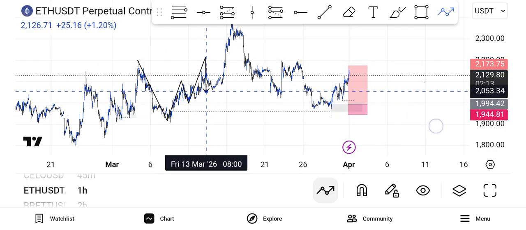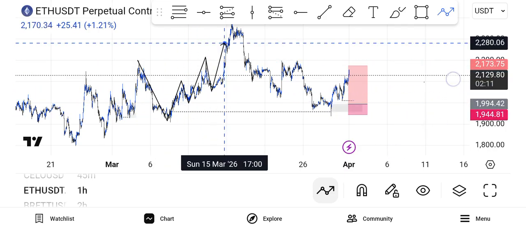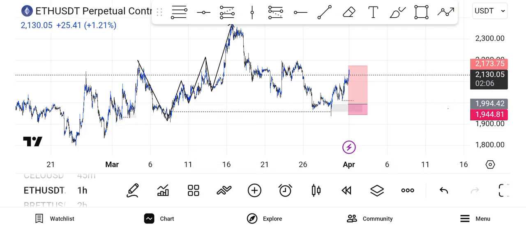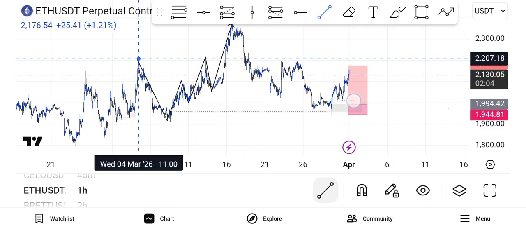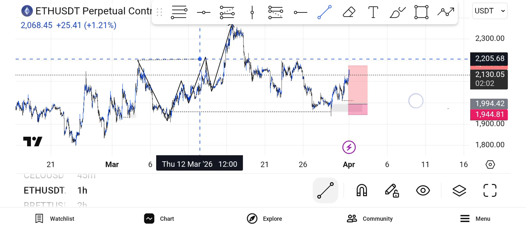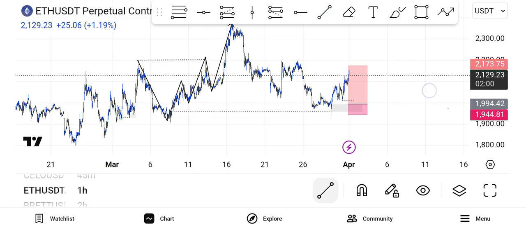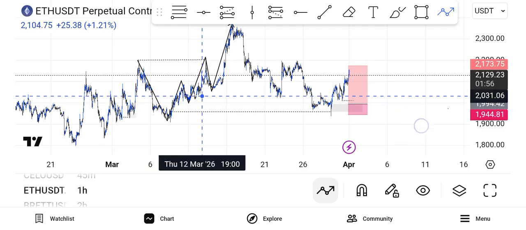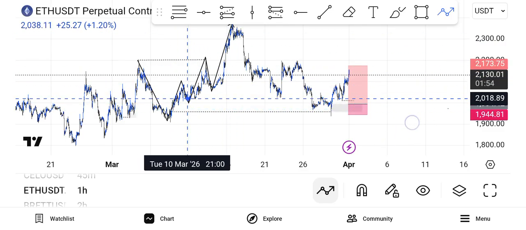All of this is noise. Now then we have an expansion that broke up all the way to these levels. Now where do we have the breaking market structure here? At this point. At the breaking market structure at this point, any other thing enclosed inside of this zone is liquidity.